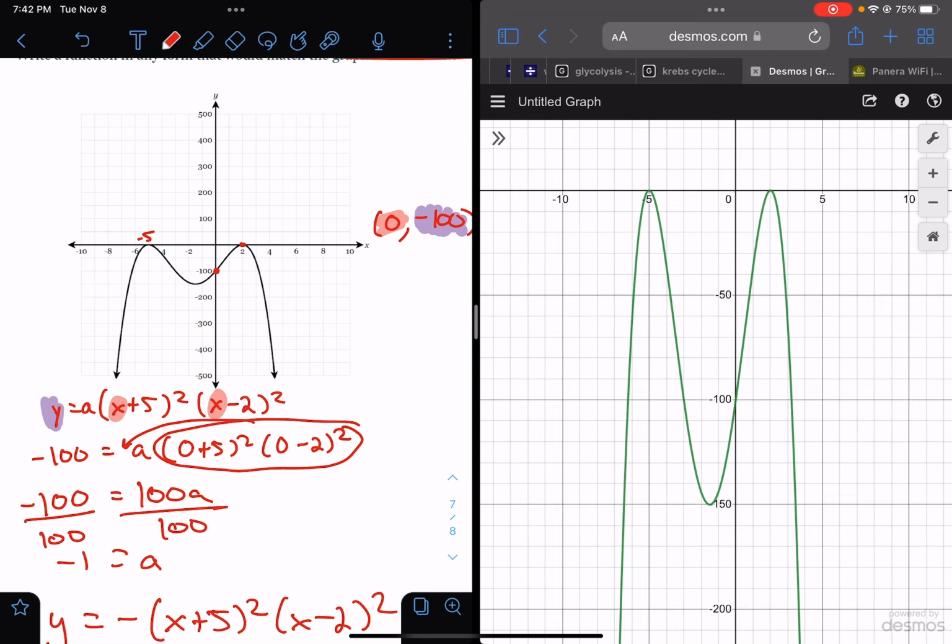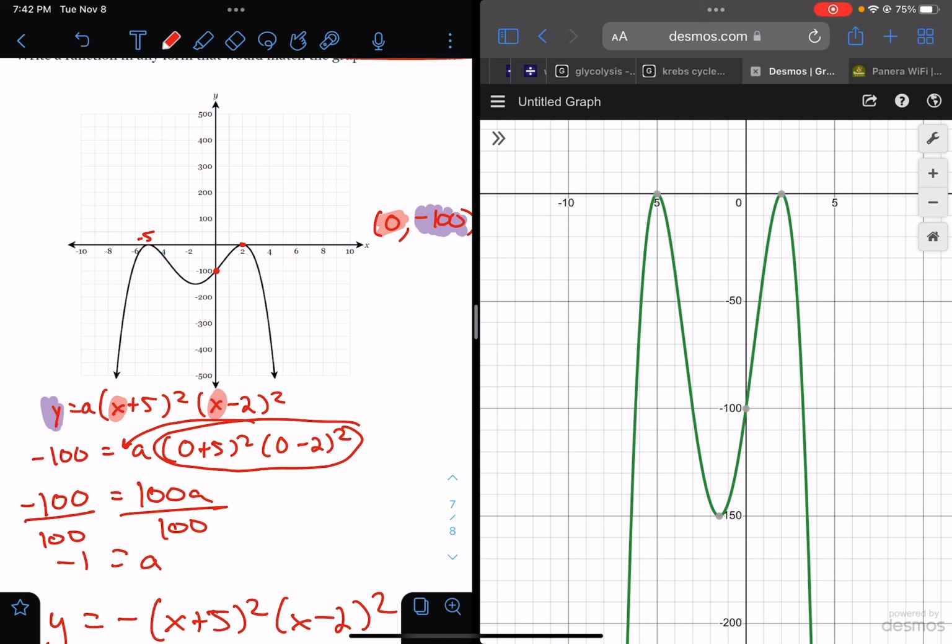And you can see here, again, the reason the shape looks a little bit different is just because of the scale on the x and the y-axis. But you can see that our features are here, right? We want to go through negative 5, have a bounce point at 2, and have a y-intercept of negative 100. So we did an awesome job.